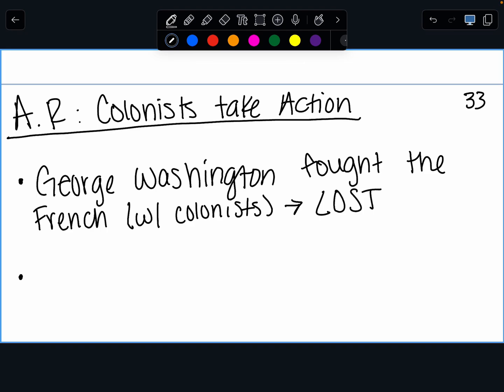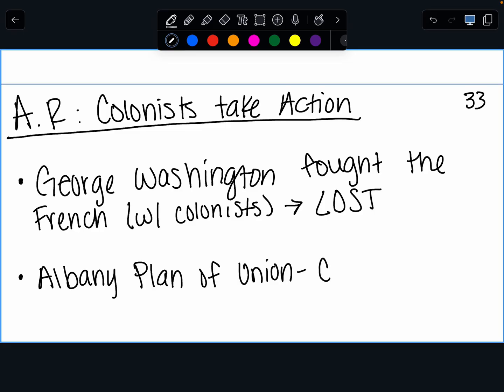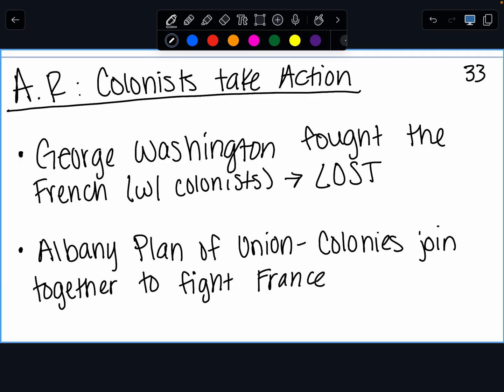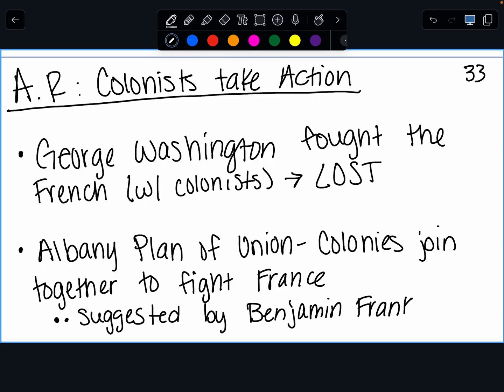So, Benjamin Franklin suggested colonies join together under the Albany Plan of Union. So, what are we talking about? Benjamin Franklin. What? Not who? Or the Albany Plan of Union. Okay? Colonies join what? What do we do? Colonies join what? Together to fight who? To fight France. Okay, who suggested this? Yep, so we'll double bullet point it. Suggested by Benjamin Franklin.